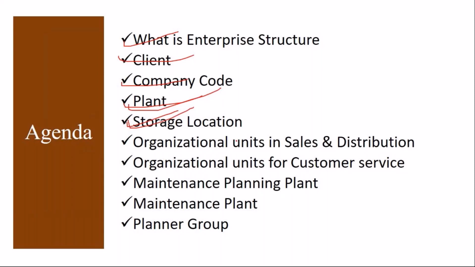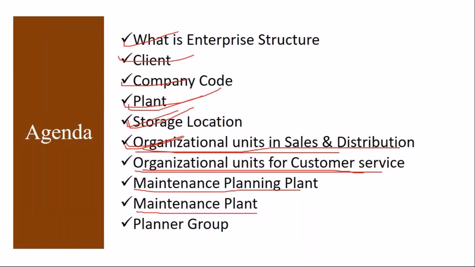And after that, we will see organizational units in SD, the sales and distribution module, because the CS module is closely integrated with SD. We will see their organizational units like sales organization, distribution channel, division. After that, we will see the organizational units for the customer service module, like maintenance planning plant, maintenance plant, and the planner group. So these are the topics we will be covering in the enterprise structure, organization structure.